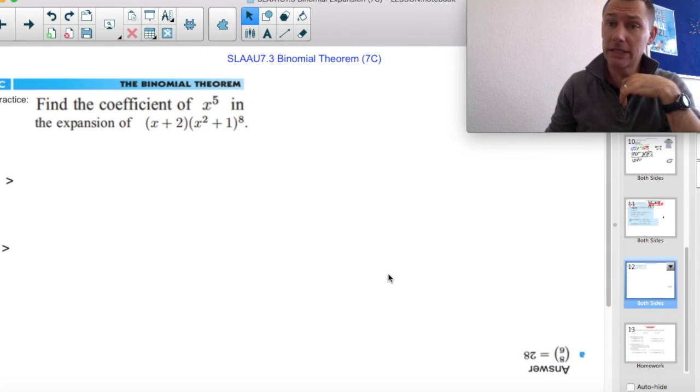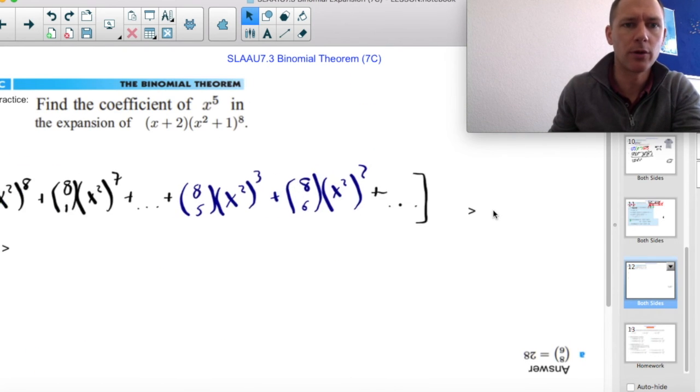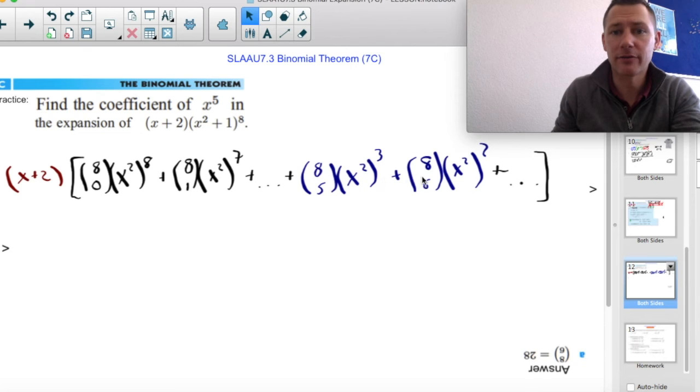If your eyes aren't bleeding, maybe you want to try one of these on your own. Maybe not. There is some practice. Well, I mean, you have the practice. I'm going to rip through this one with you. This looks like this. When you expand this piece, it expands like this. We're looking for the x to the 5th. Somewhere along the line, we have some x to the 5th.